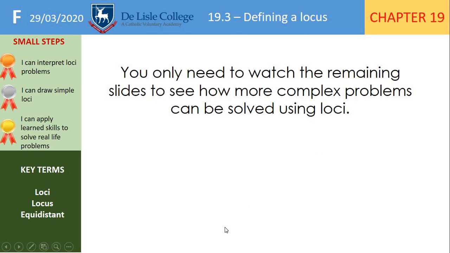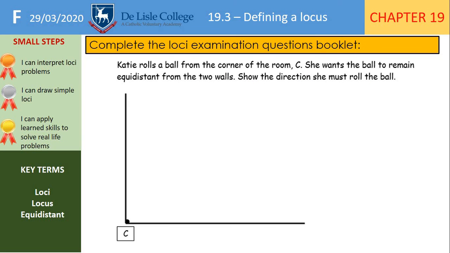Okay, we're going to look at a couple of complex problems just to finish. So Katie rolls a ball from the corner of the room C. She wants the ball to remain equidistant from the two walls, so show the direction she must roll it. So again, pause the video and have a go.